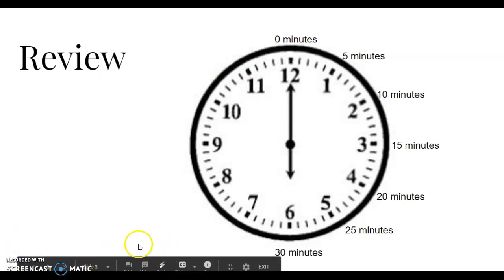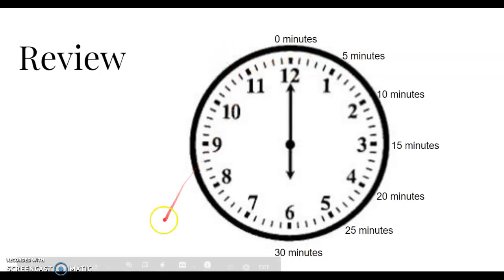Now we're going to stop at the 30 minutes because today our focus is being able to tell time to the half hour. If you look from the 12 to the 6 on this side that we've already counted the minutes on, that is half of the clock. Half of the hour has already passed by. You only have another 30 minutes until that hour is up. So we're only focusing on 30 minutes of the hour. Let's move on.